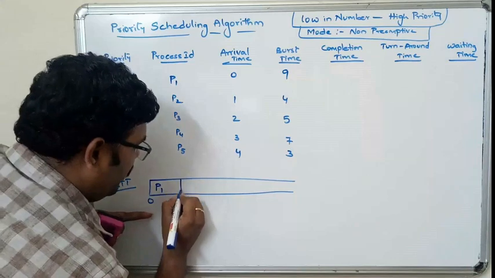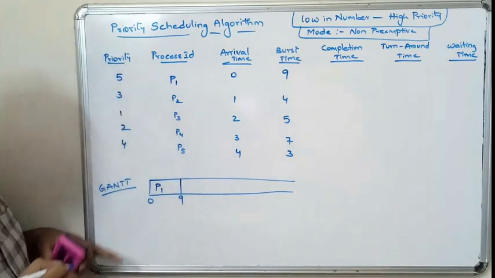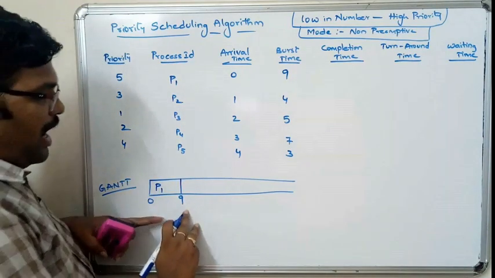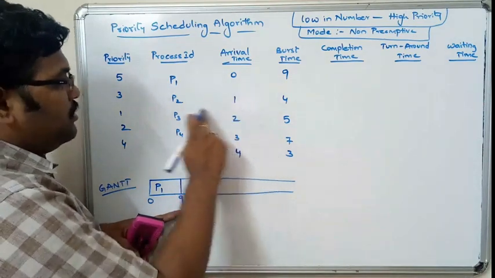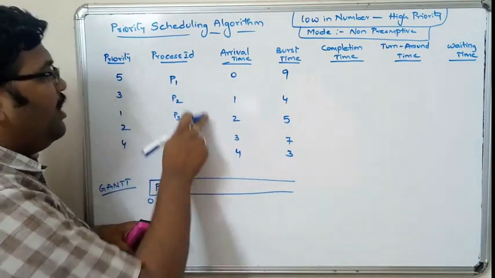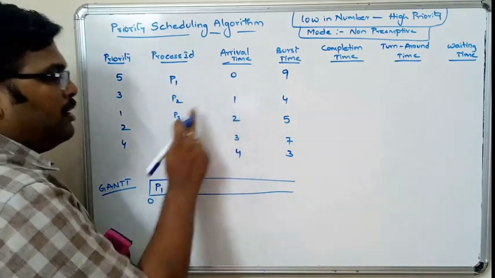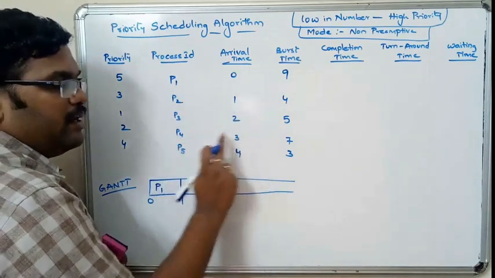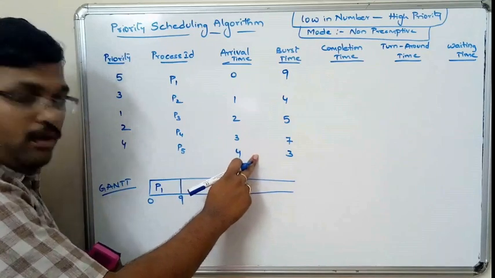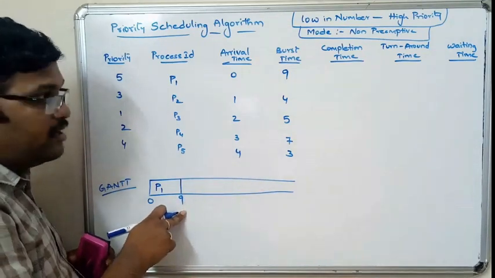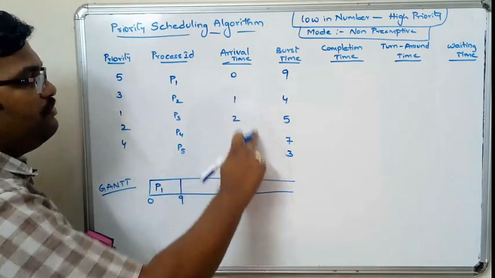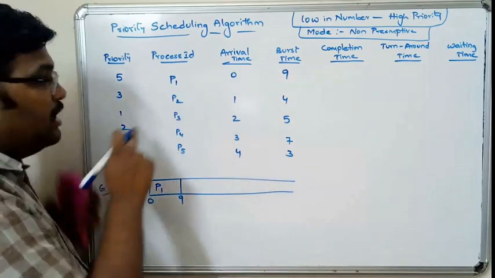Right? So it will be allocated till 9. And then after arrival 9, all these processes are available in ready queue. Because P2 arrived at 1, P3 arrived at 2, P4 arrived at 3, P5 arrived at 4. So here it is already 9, so all these processes will be available in ready queue.